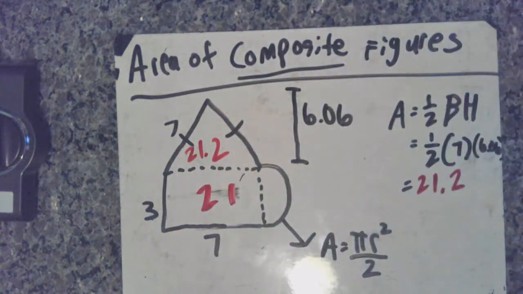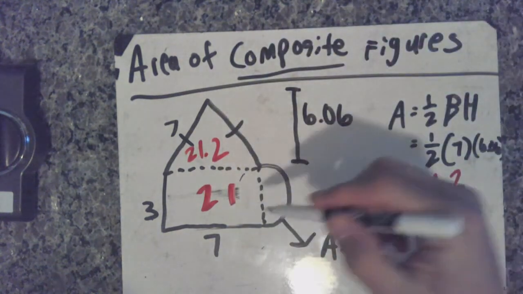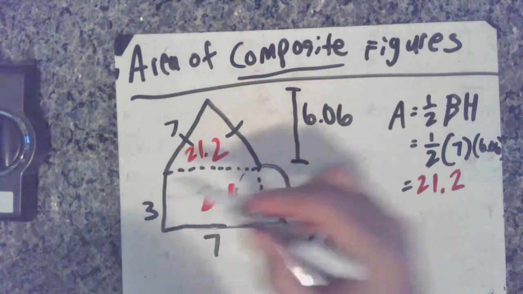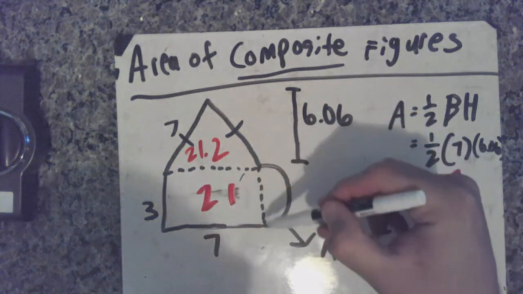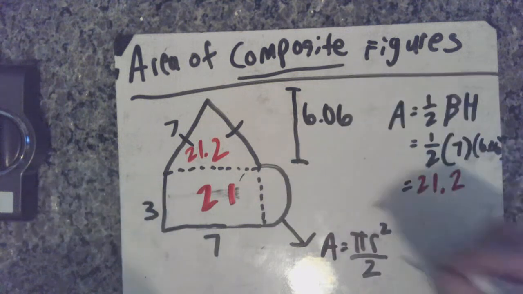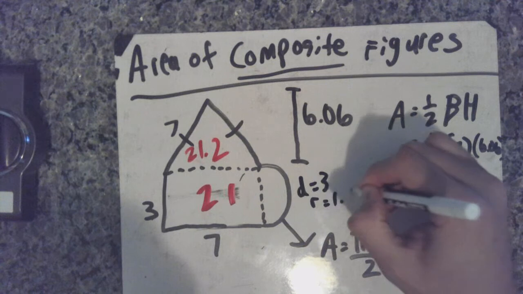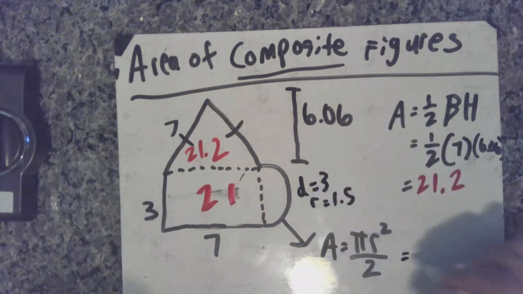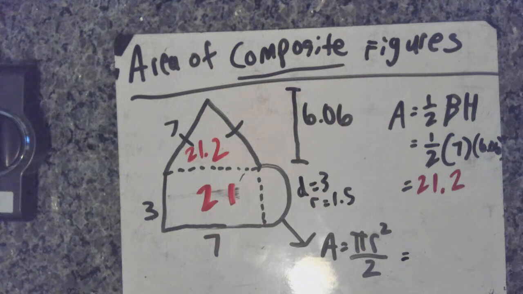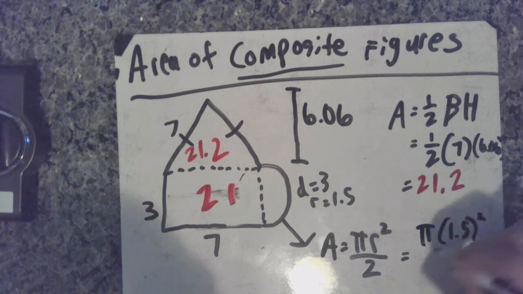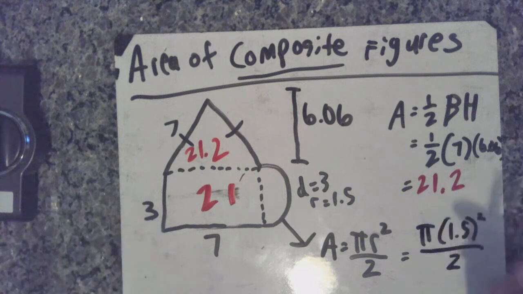So, the radius. Let's talk about the radius. Let's look at this part. That is the length of 3. The diameter of this circle is 3, but the radius is half of that, which is 1.5. Now we can just plug it into the formula. We've got pi times the radius, which again was 1.5 squared. And we've got to make sure to divide by 2 afterwards.